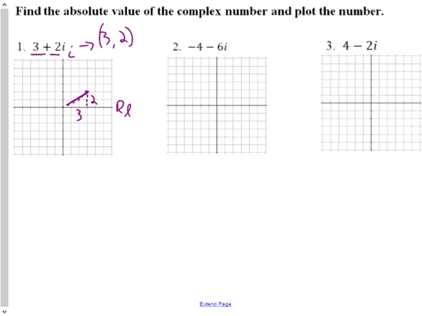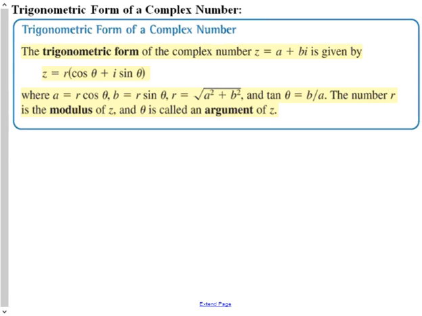Plotting the next couple, -4 minus 6i, so 4 to the left, 6 down, 1, 2, 3, 4, 5, 6. So there's where that point would be. The last is 4 minus 2i, which would again look like 4, minus 2, 1, 2, 3, 4, down 2, and there's the point. Pretty straightforward.